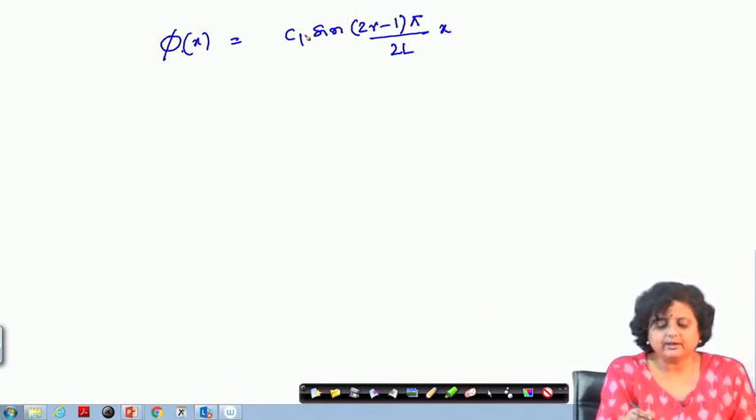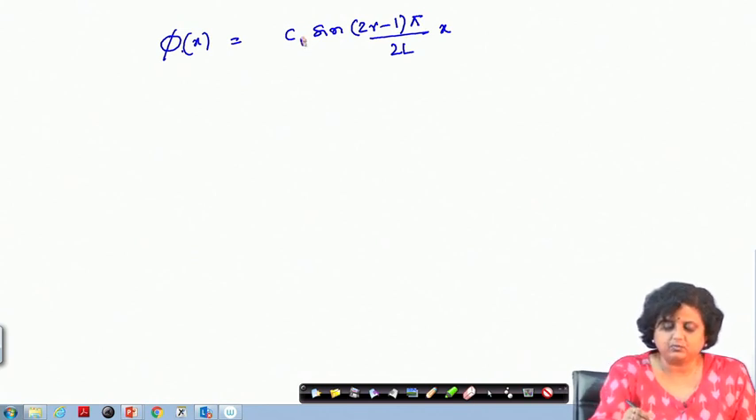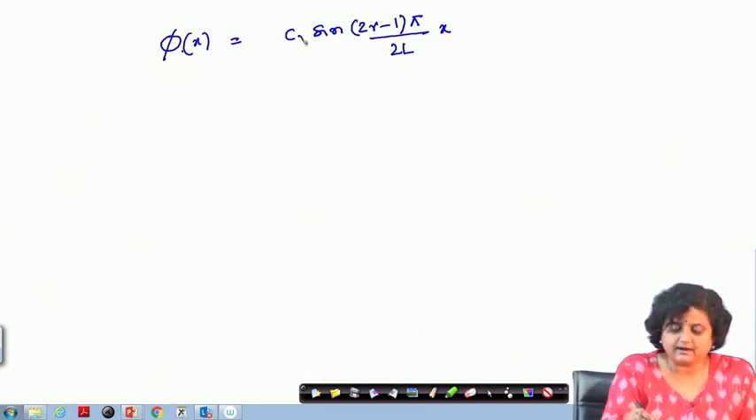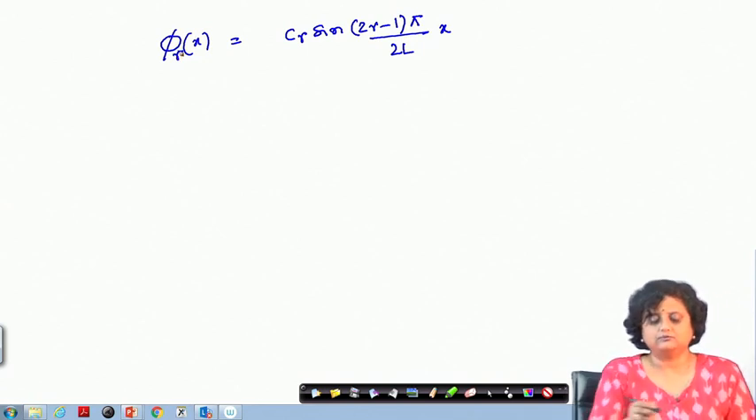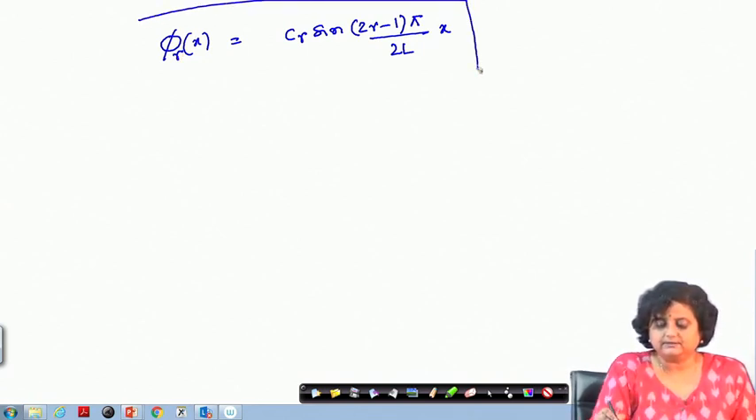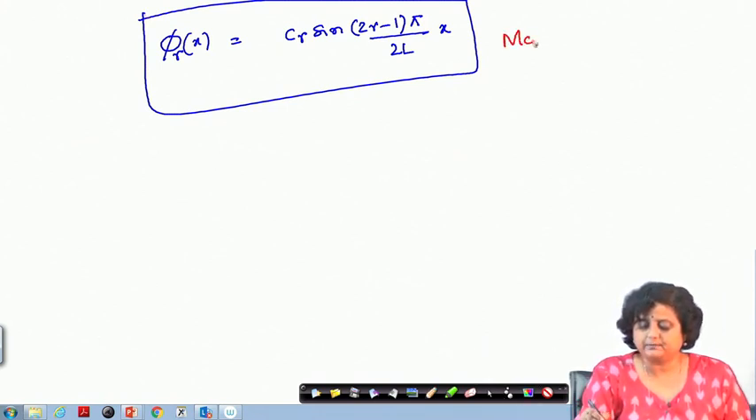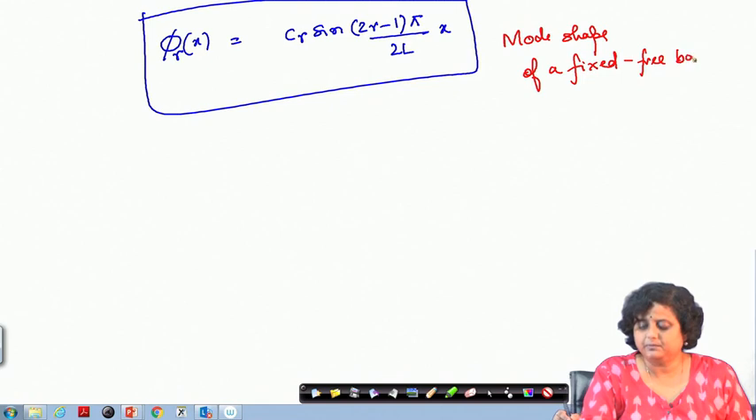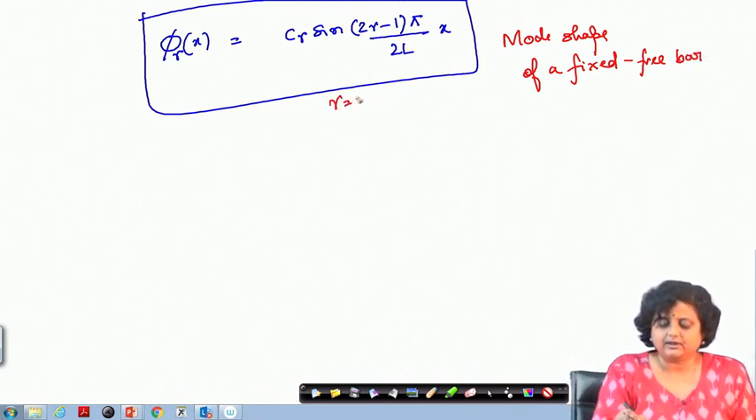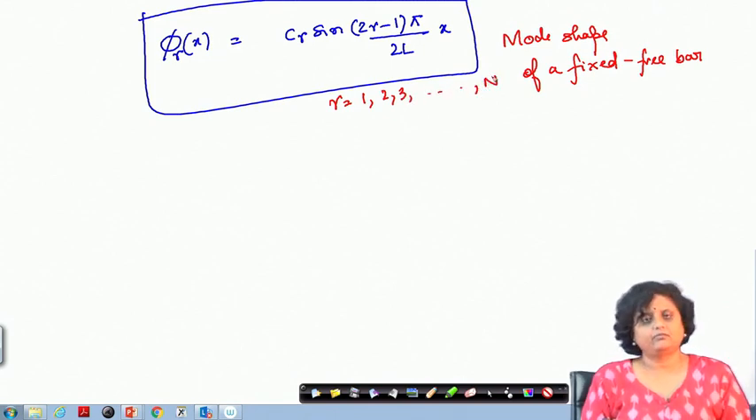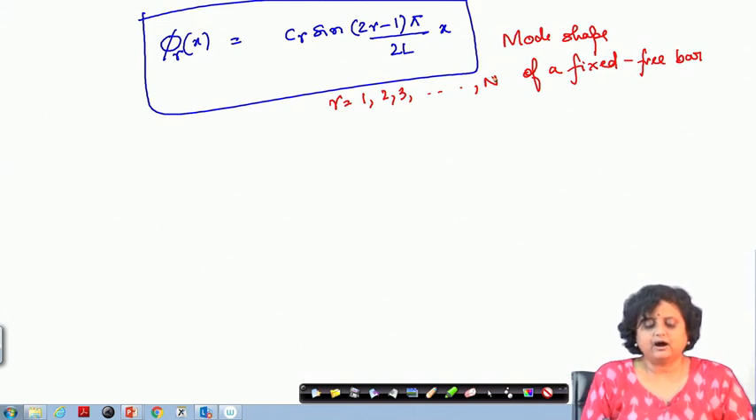Okay. So, why keep r? Let me just erase this 1 and replace it by r. So, this is also a function of r. Therefore, this is the mode shape of a fixed free bar. r is again 1, 2, 3, ..., n. So, this is the rth mode shape.